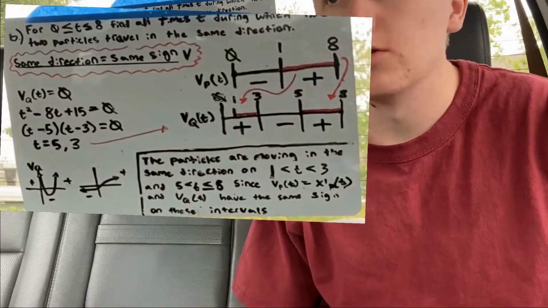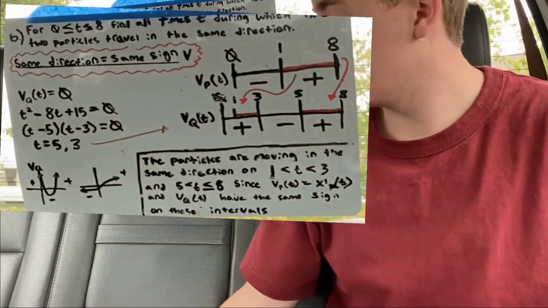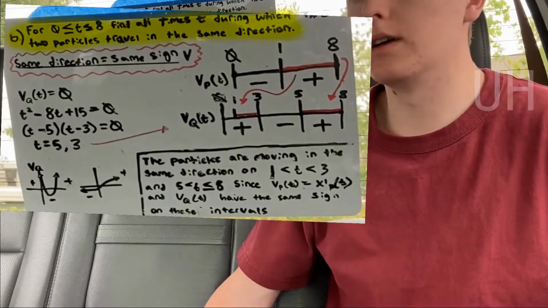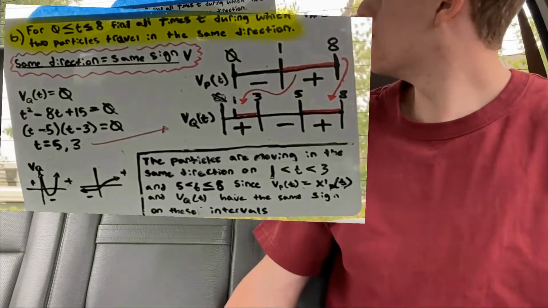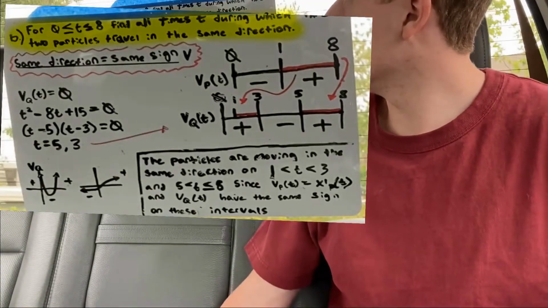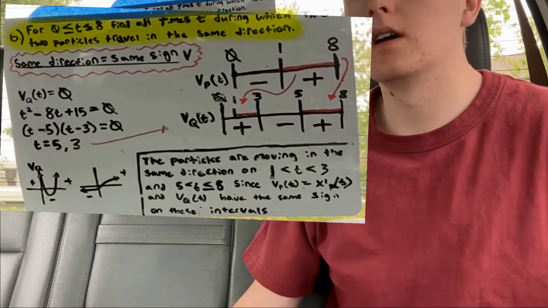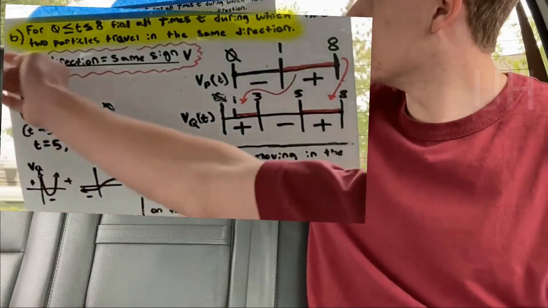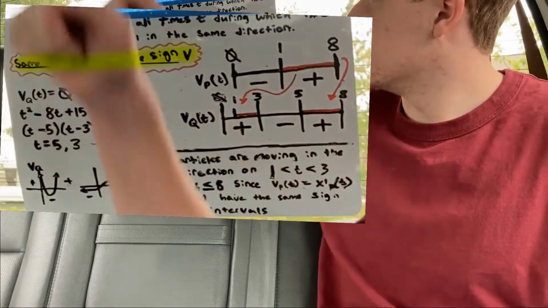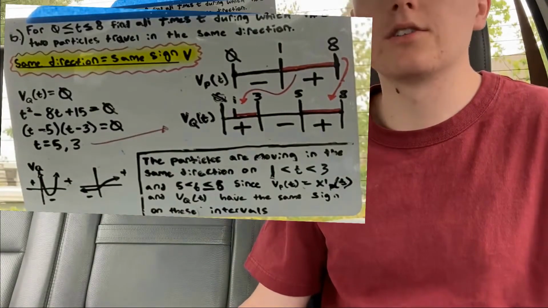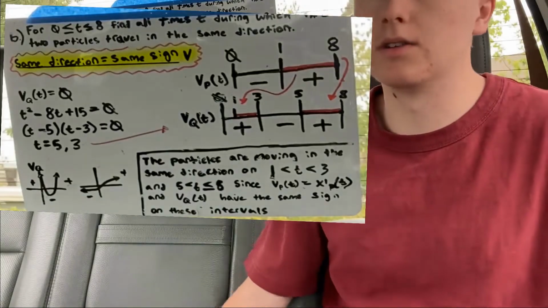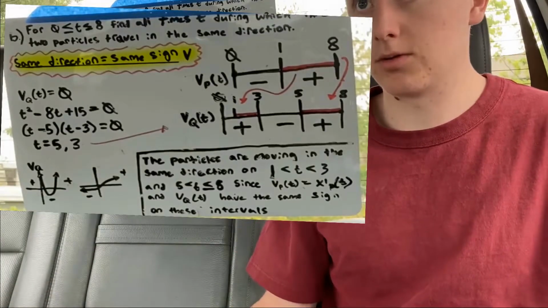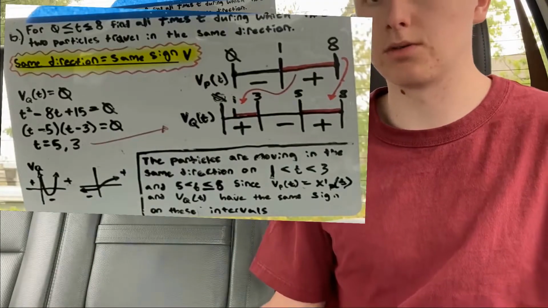Okay, so for part B of the FRQ, the question is, for the interval 0 less than or equal to t less than or equal to 8, find all times t during which the two particles travel in the same direction. The first important thing to know how to do this question is to know that in order for particles to be traveling in the same direction, their velocities have to have the same signs. That's because velocity is a vector quantity. So if they're both positive, they're both going the same direction of right. If they're both negative, they're both going the same direction of left.